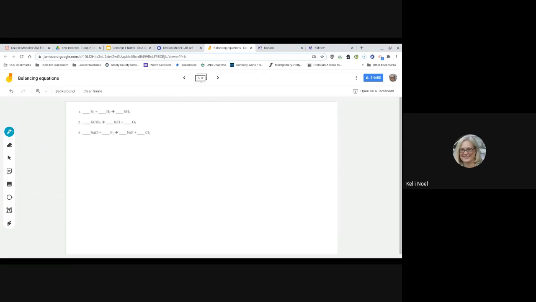So I have 3 up here that I want to balance just to go through so you can see, because in the warm-up it was hard to hear me go through it without actually seeing it. So I'm going to rewrite number 1.